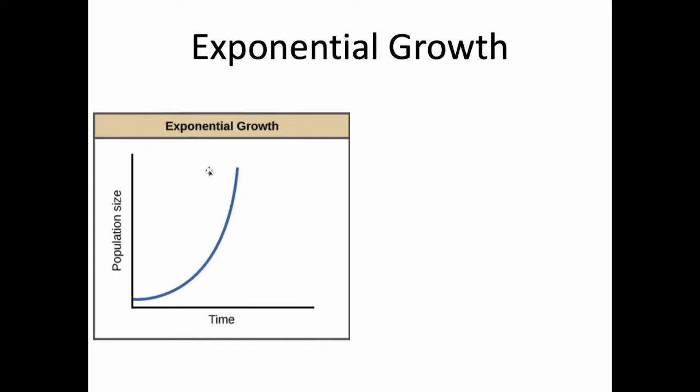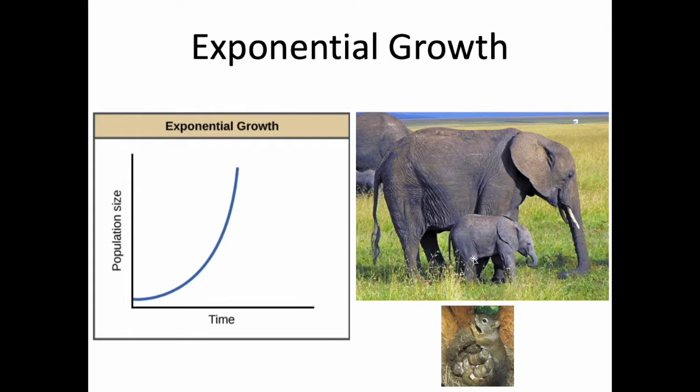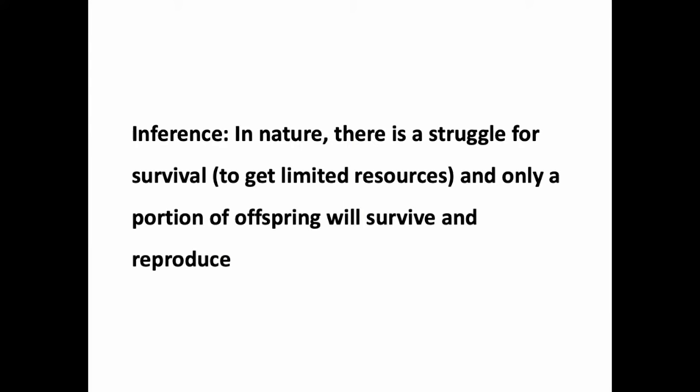They're all reproducing in such a way to make tons and tons more of themselves, but not every one of these squirrel pups is going to survive. Not every one of these elephant calves is going to survive. Any population of anything everywhere, not everyone is going to make it. There's just not enough to go around.